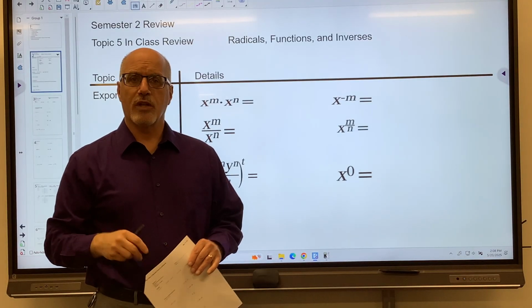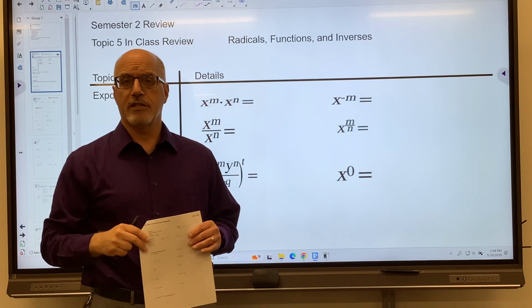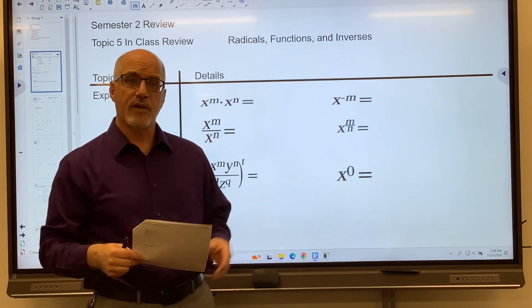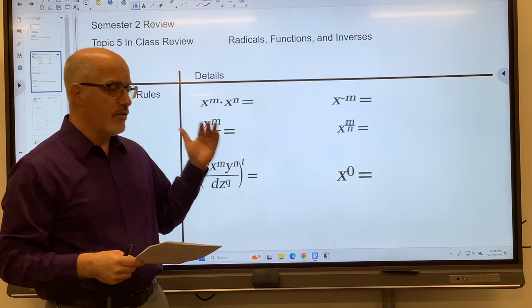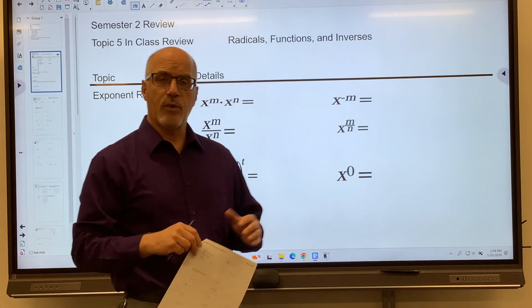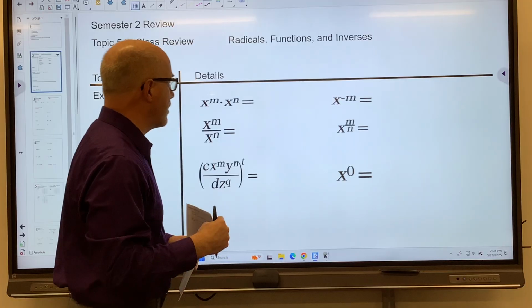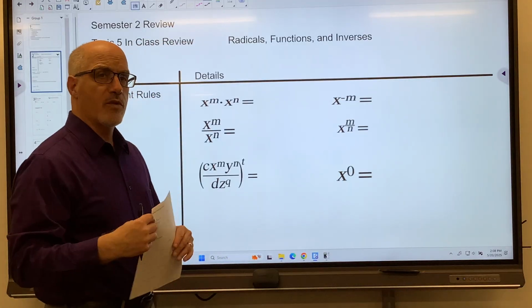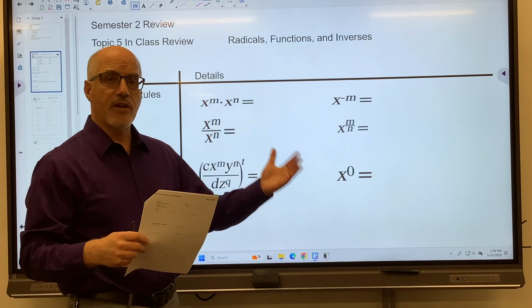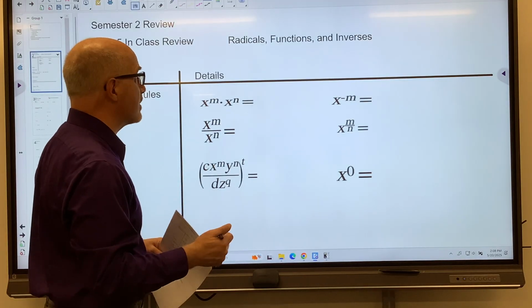For Algebra 2, we're going to look at our topic 5, which is studying radicals and also functions and their inverses. And we're going to do a review of many of the important ideas that we haven't done in a while. So let's go ahead and take a look at this. First of all, we're going to review exponent rules, which goes way back to first semester and then also pulls in a couple new things for this semester.